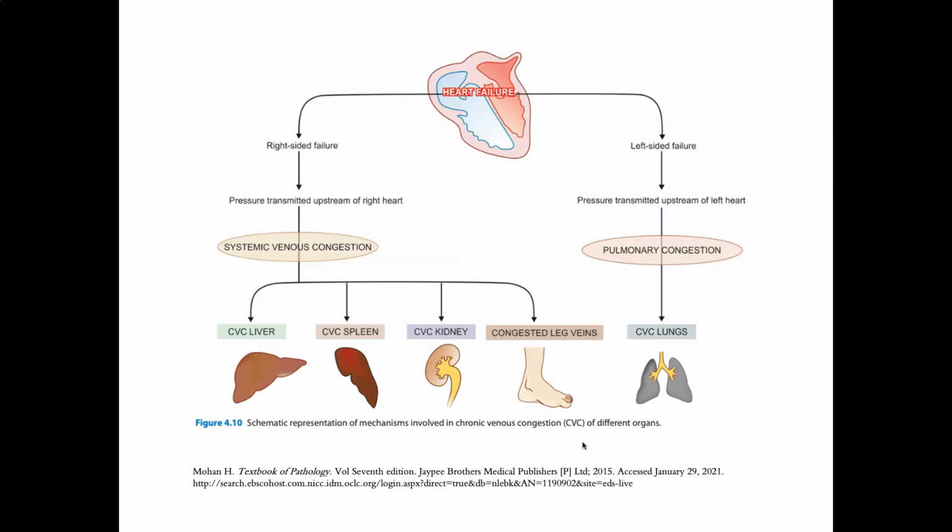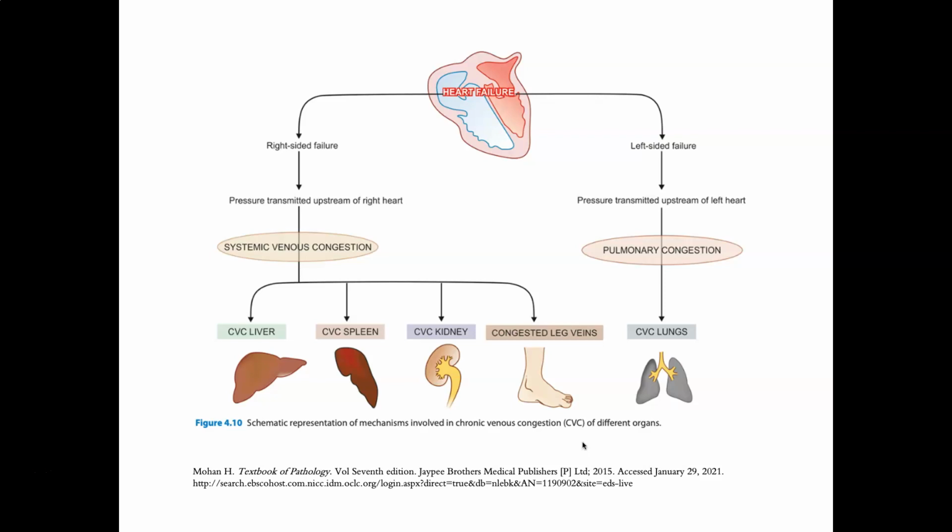This figure, I think, is very helpful. You hear a lot about heart failure, and we learned a little bit about drugs that treat heart failure this week. There are 2 types of heart failure. There's right-sided and left-sided. Left-sided, you want to be thinking lungs. Right side is everything except lungs. Left-sided means that there's pressure transmitted upstream of the heart, causing pulmonary congestion. Right-sided means that the pressure is transmitted down into the systemic venous area. So that can be liver, spleen, kidney, or legs.